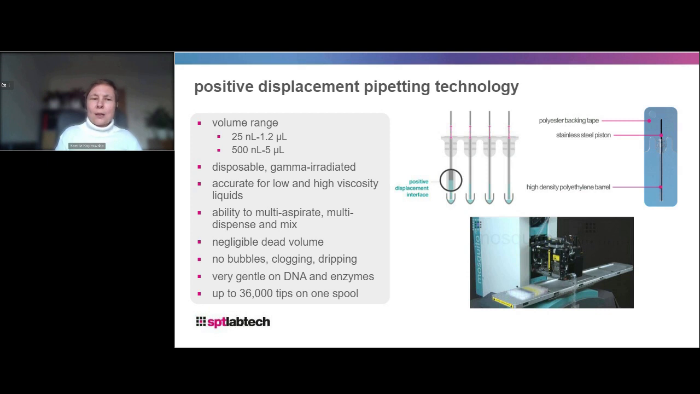no dripping. And if you look at the end of the tip, you can see it's a straight barrel, which means that there is no shrink effect, which makes pipetting very gentle on DNA and enzymes. And finally, those tips are like small syringes that are packed in a very compact way, and you can have on one spool up to 36,000 tips.